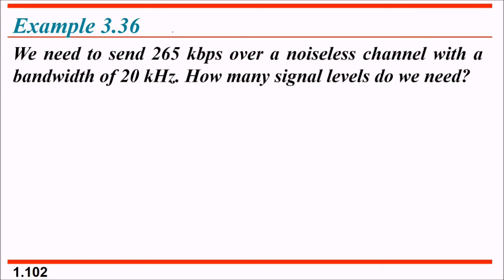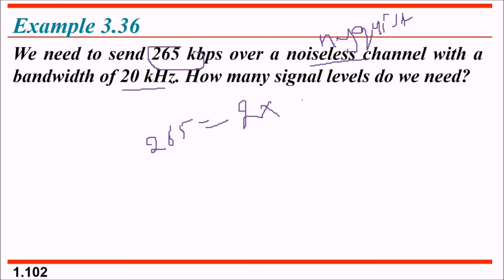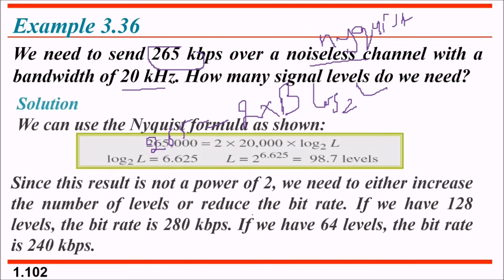We need to send 265 kbps, kilobits per second, over a noiseless channel. That means we are going to use the Nyquist relation with a bandwidth of 20 kilohertz. So you have bandwidth also. How many signal levels do we need? This is quite easy. You need to send 265, so 265 will be here, and by the Nyquist relationship that will be 2 times B and log base 2 of L, where L is the levels. So you can easily compute it. This is kbps, so you have to convert kilo into bps.